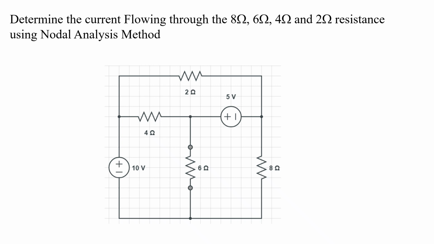Suppose we have a resistance connected in series with the voltage source, we can apply the nodal analysis method once again and find the current flowing through the resistance. But here we don't have any resistance connected in series with this 5 volt source. It is in between the two nodes. We can look at the circuit so that we have a better idea.